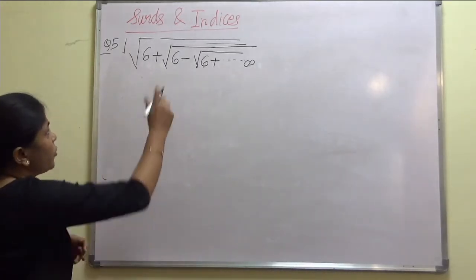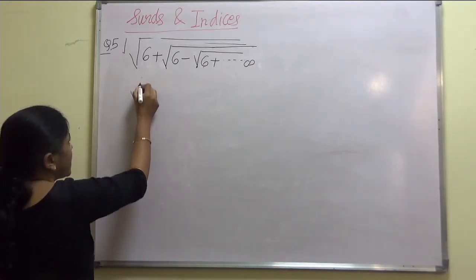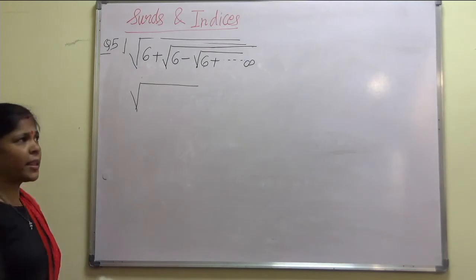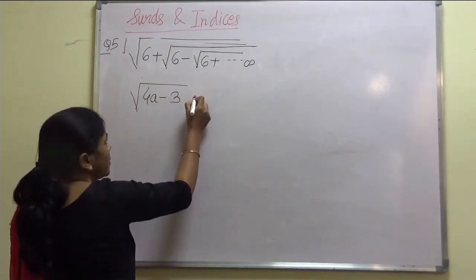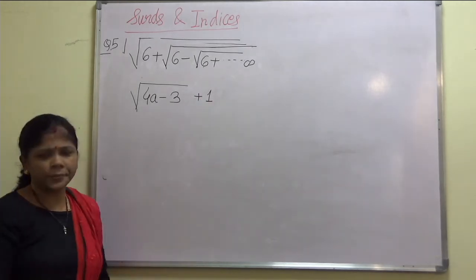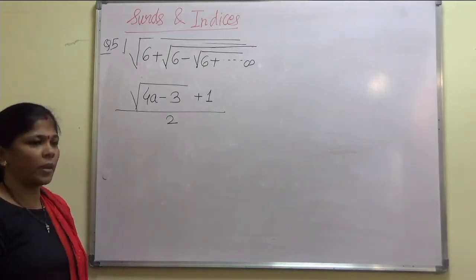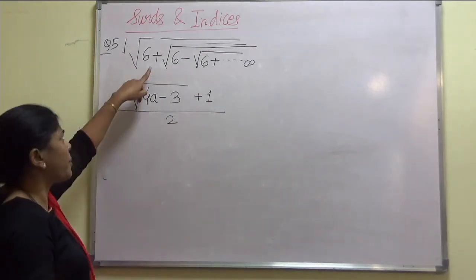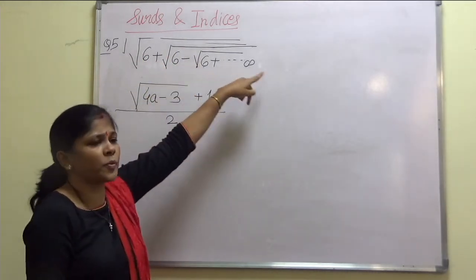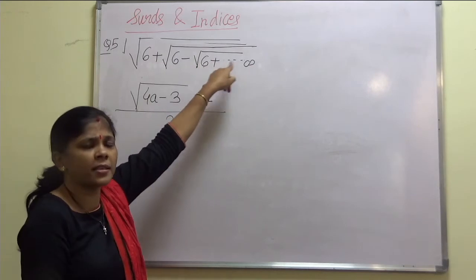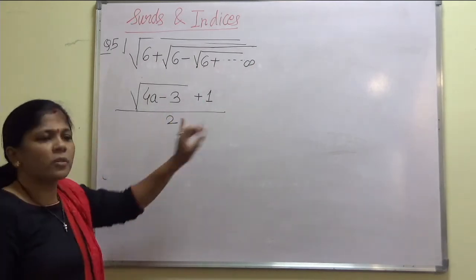Okay, so what do we do in this case? We will have a formula for this. So what is the formula? The formula is nothing but under root of 4a minus 3, then we write plus 1, right? Complete term divided by 2. So this is the formula, right? We will use this formula when I observe that the number is the same but with alternate plus minus signs. Plus, then minus, then plus, like this, and infinite number of terms are there, right? So we will make use of this formula.